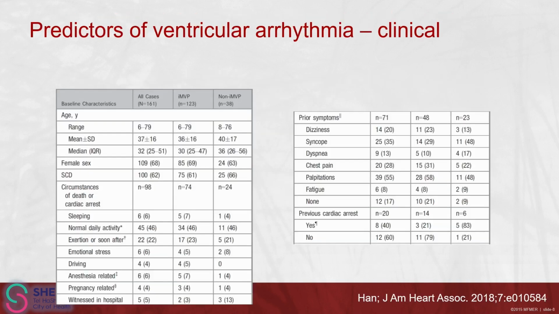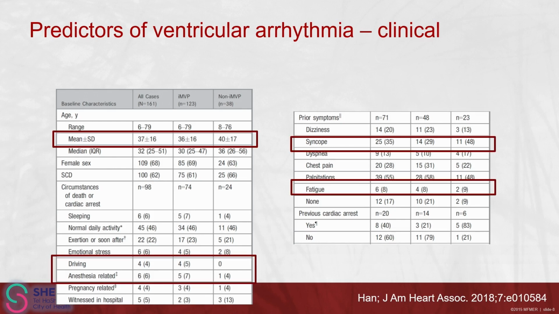What do we know about risk markers for sudden death and malignant arrhythmia in these patients? In this systematic review of 161 cases of sudden cardiac death, we can see that about a quarter of the events occur during or soon after exertion. I'm sorry, the markers shifted slightly.